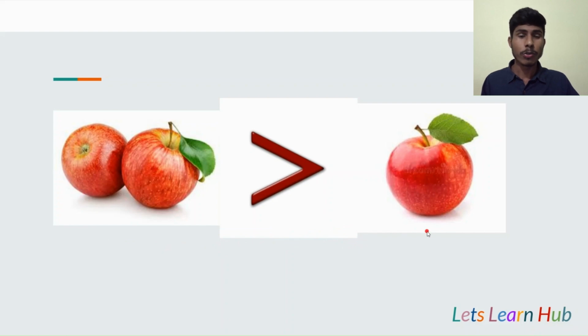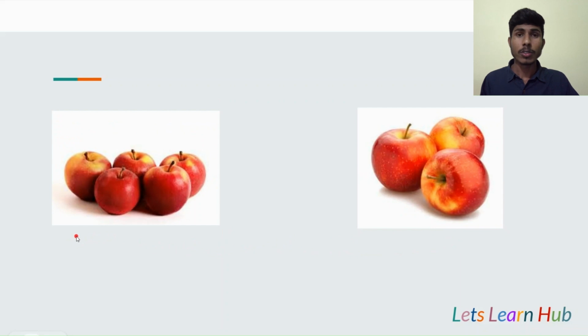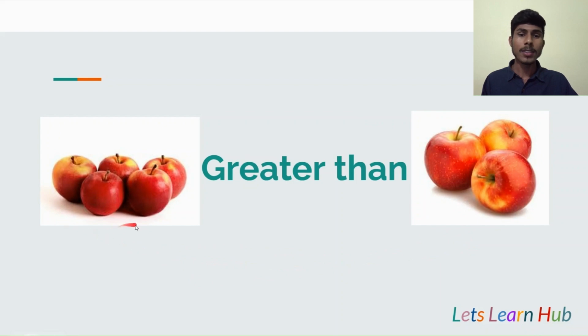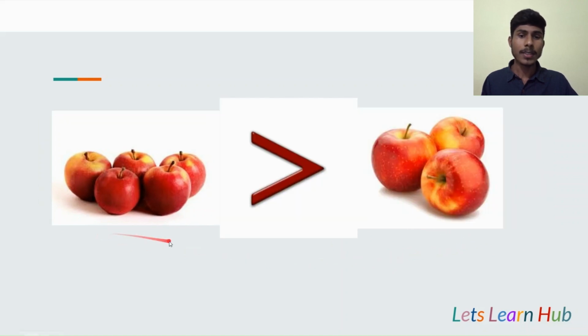Okay, let's go through a few more examples so that you will understand it better. Suppose you have 5 apples on your left side and 3 apples on your right side. That means 5 apples is more than 3 apples. That means 5 apples greater than 3 apples. And we represent the same thing mathematically as 5 apples greater than 3 apples. Okay, this is what greater than means.